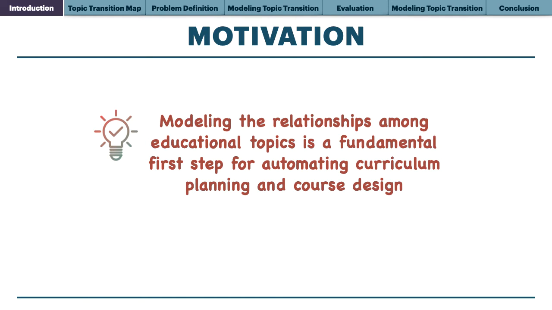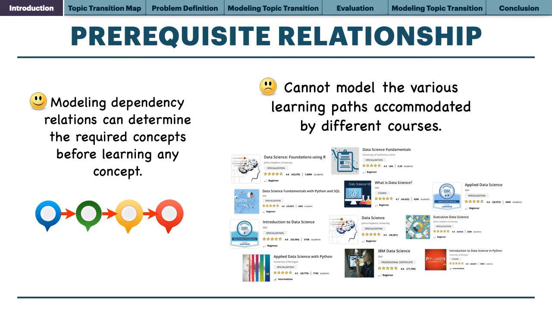So the initial and essential step for automating curriculum planning and course design is to model the relationship between educational topics. And modeling the content structure of MOOCs has recently attracted much research. Most of the current research has focused on modeling the prerequisite relationship. Modeling the prerequisite relations can capture the required concepts before learning any concept and hence can help in sequencing educational materials. However, prerequisite relations cannot model the different learning paths accommodated by different courses.